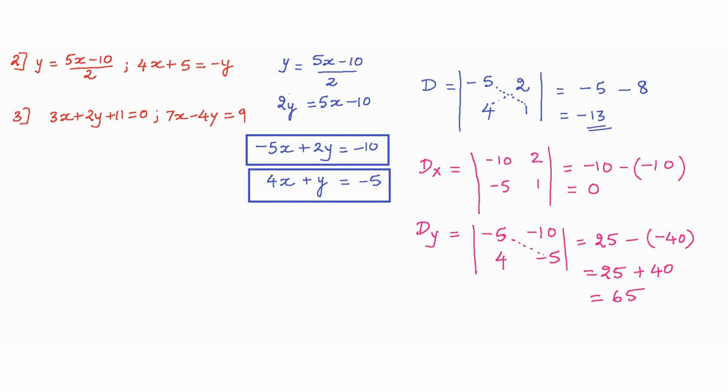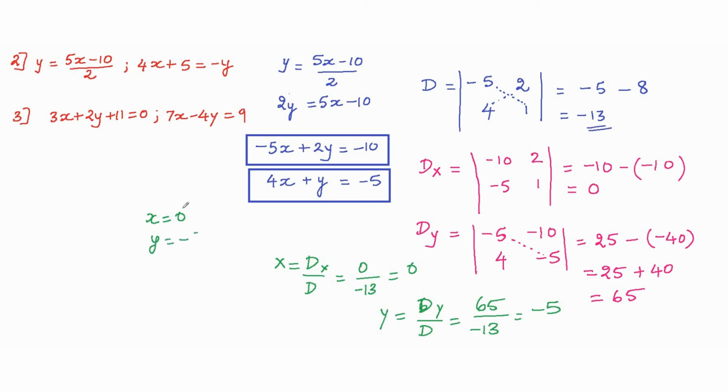And the variables can therefore now be calculated as x equals dx over d, which is 0 over negative 13, that's a 0. And y is equal to dy over d. dy is 65 over negative 13. So positive by negative is negative, 65 by 13 is 5. Therefore, the solution to this is x equals 0, y equals minus 5.